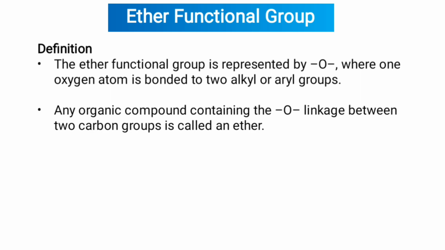Ether functional group definition. The ether functional group is represented by C–O–C single bonds, where one oxygen atom is bonded to two alkyl or aryl groups. Any organic compound containing the C–O–C single bond linkage between two carbon groups is called an ether.